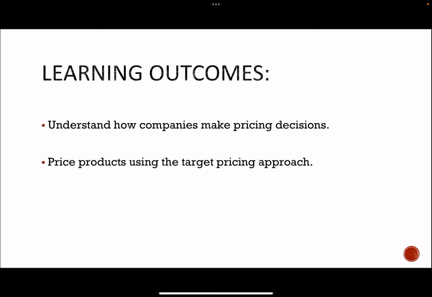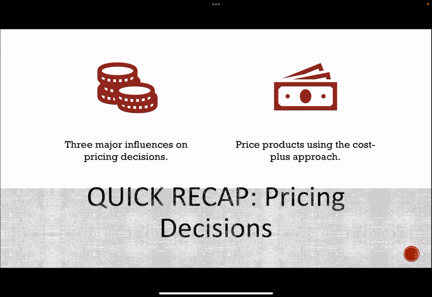In today's lecture, we will discuss the pricing decision that we started last lecture. Today we will discuss how companies make the pricing decision. As you know, we have different pricing approaches. Last lecture we discussed cost plus pricing, and today you will understand how to use the target pricing approach.